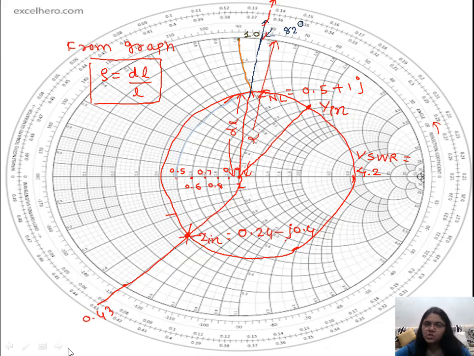So this is the example related to the Smith chart. Please solve it in your book and get the answers. Always, practice makes a man perfect. Practicing on the Smith chart can reduce our task of calculation. So thank you very much, everyone.